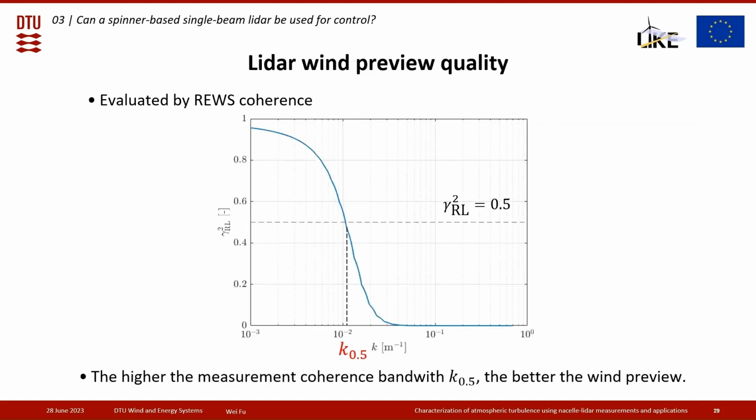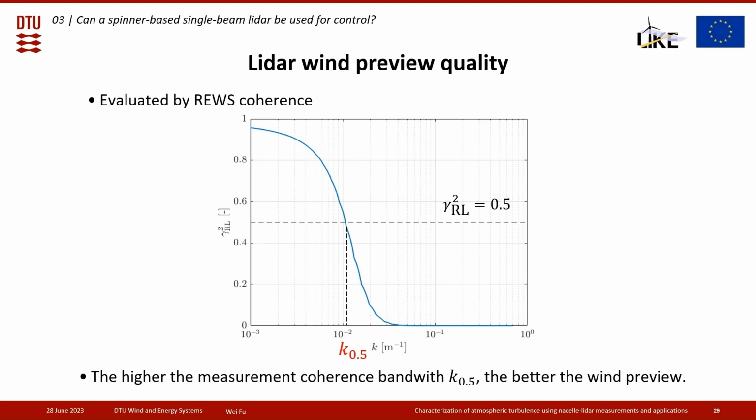In order to have a good control performance regarding the rotor speed regulation and load reductions, we need to have a good wind preview. And wind preview quality is evaluated by the rotor effective wind speed coherence, which means how correlated your LiDAR measured wind preview is to the rotor effective wind speed that is really experienced by the rotor itself. The coherence is a value between 1 and 0, and when it drops to 0.5, we define a parameter called measurement coherence bandwidth.